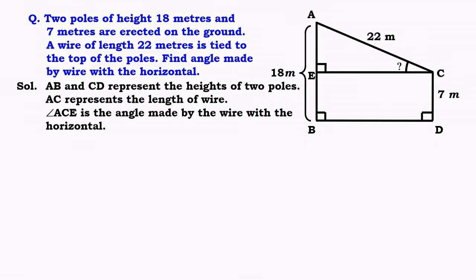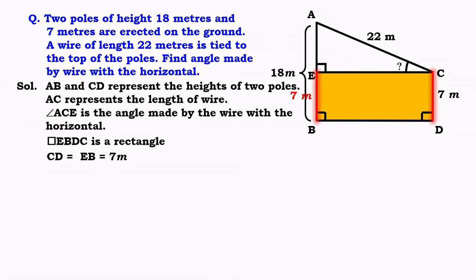In the figure, AB and CD represent the heights of the two poles. The height of the first pole AB is 18 meters and the height of the second pole CD is 7 meters. AC represents the length of the wire, which is 22 meters. The angle ACE represents the angle made by the wire with the horizontal. A horizontal line can be drawn from point A as well as from point C. Now, consider CE perpendicular to AB.